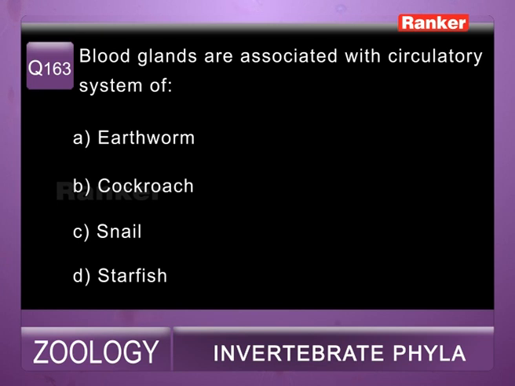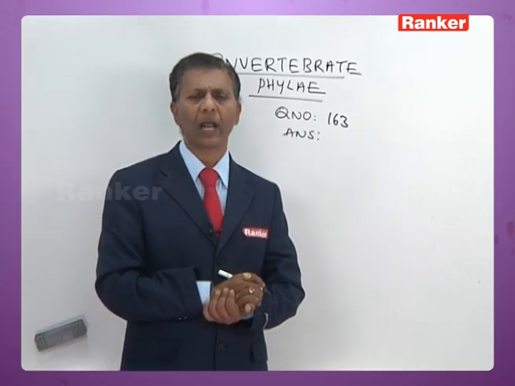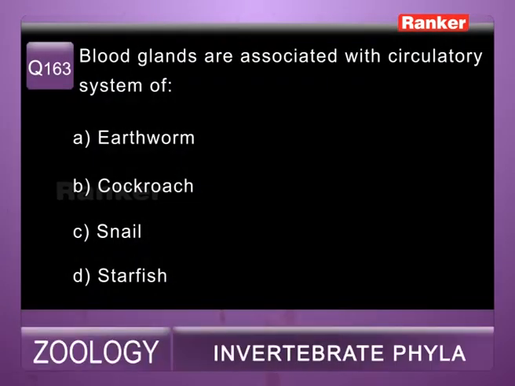Now 163rd question: blood glands are associated with circulatory system of A, earthworm, B, cockroach, C, snail and D, starfish. Obviously in earthworm there are blood glands. So 163rd question, correct answer is A, earthworm.